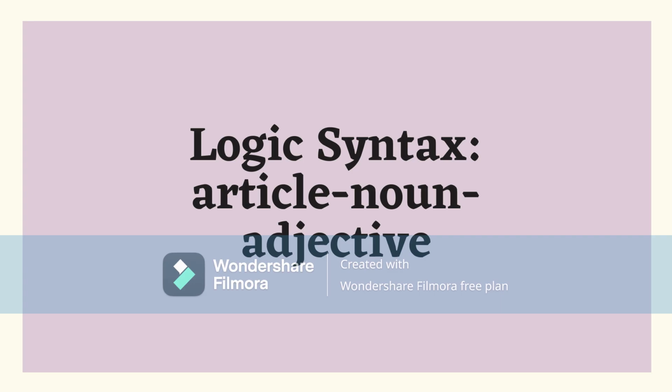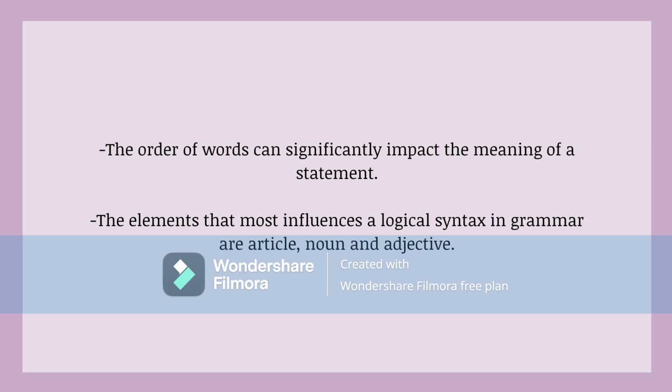Logic, syntax, articles, nouns, and adjectives. A logic is defined by syntax, semantics, and proof system. The syntax details the allowed symbols of the language and which combinations are grammatical. In the context of logic, the order of words can significantly impact the meaning of a statement. The elements that most influence a logical syntax in grammar are article, noun, and adjective.